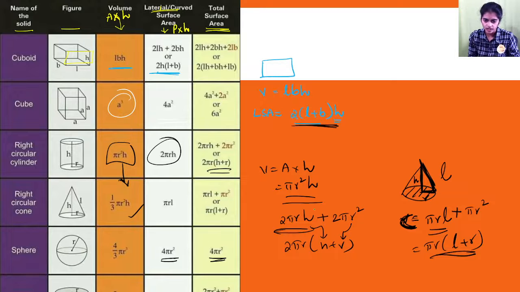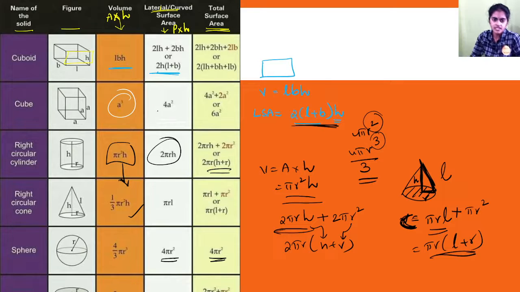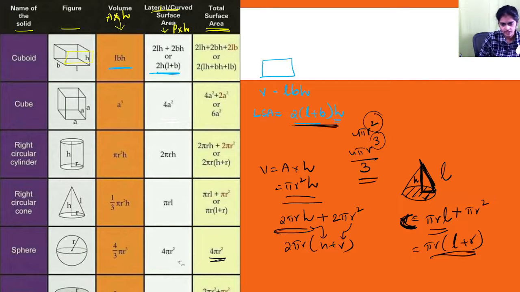Now what is the volume? 4 pi r square is the surface area. For area you will have square, for volume you will always have cube. So 4 pi r cube divided by 3 is the volume of the sphere. Clear everyone till here? For all volumes you will usually have cubes. Clear everyone? Yes.